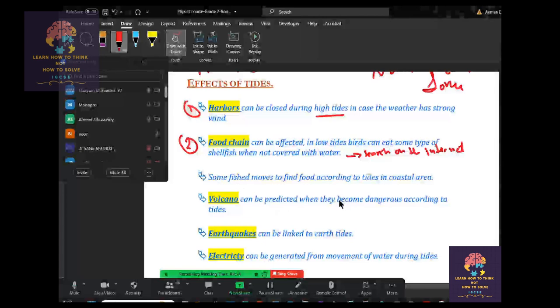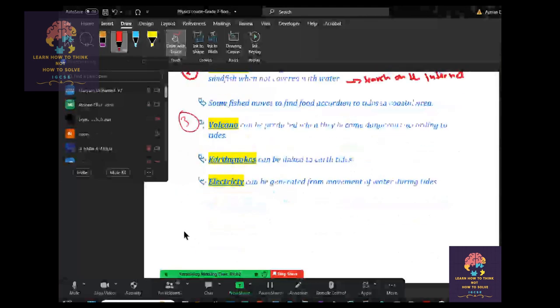Volcanoes can be predicted when they become dangerous according to tide. That is, according to tide, volcanoes can be predicted by scientists. They can predict volcanoes. Okay? Also, some scientists linked earthquakes to earth tide. In some parts of the earth, they have linked earthquakes to tide.